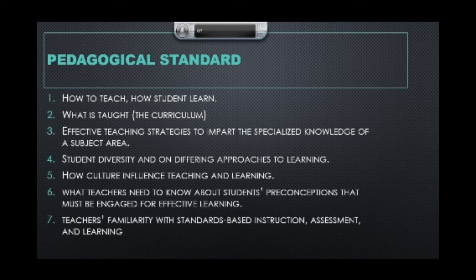And the fifth one is how culture influences teaching and learning. So here, what are the different approaches that we might possess in order for the topic or the discussion to become active or interactive. Okay, the sixth is what teachers need to know about student preconceptions that must be engaged for effective learning. So in order for the discussion to become interactive, we should open up and let students' ideas shine. We need to become open to the different ideas of students.